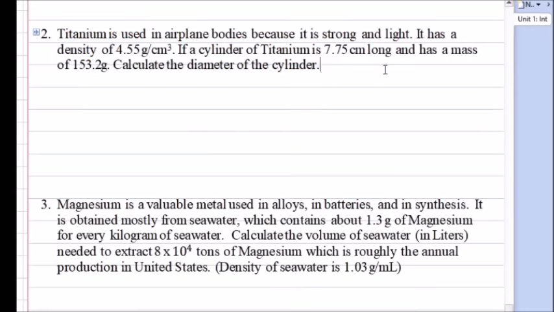So, titanium is used in airplane bodies because it is strong and light, no? Okay. It has a density of 4.55 gram per cubic centimeter. If a cylinder of titanium is 7.75 centimeter long and has a mass of 153.2 grams, so calculate the diameter of the cylinder. So, we are looking for the diameter or dimension of the cylinder.